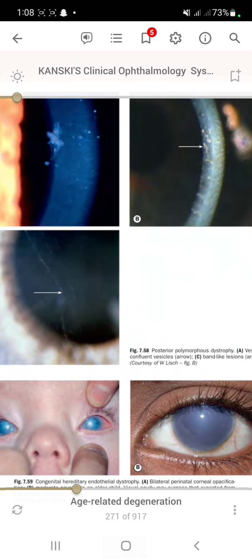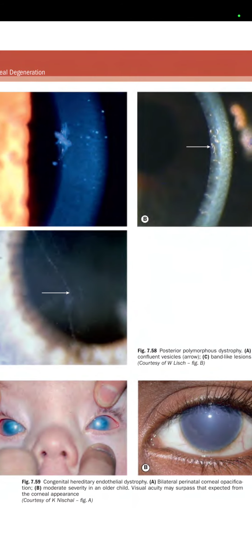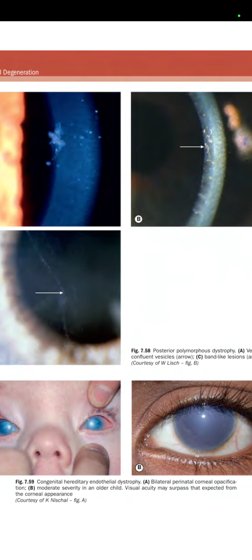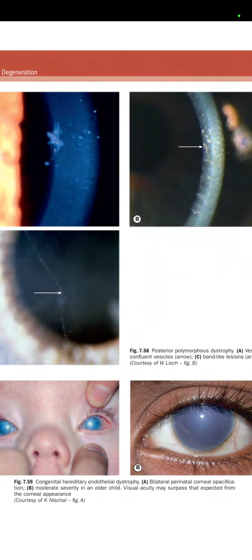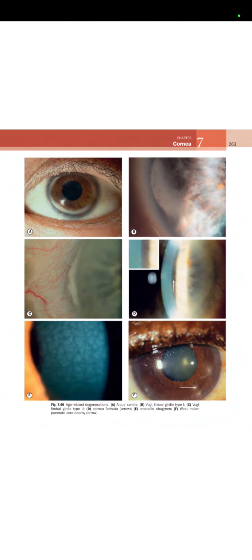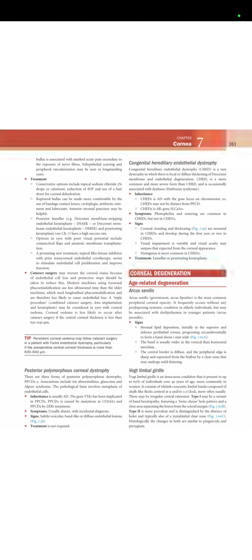So this is figure 7.59 showing congenital hereditary endothelial dystrophy. A is bilateral perinatal corneal opacification. B, moderate severity in older children. Visual acuity may be better than expected from the corneal appearance. So that's it. Thank you very much.